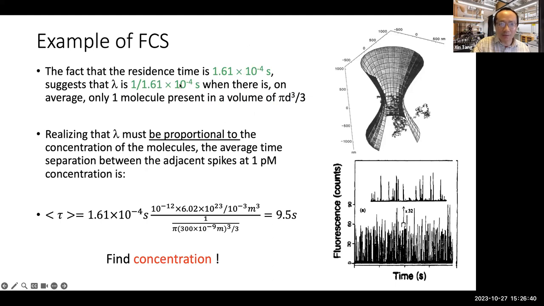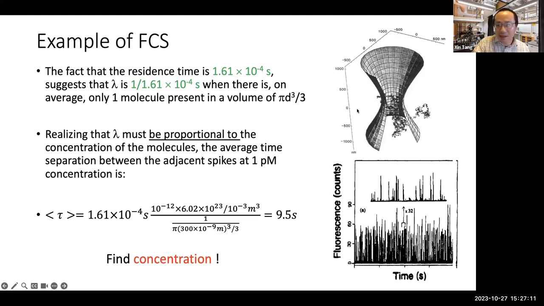Previously, in this case, we have only one molecule. Then you have one separation time. One molecule, at that concentration, it is related to the separation time. If the molecule increases, with a different concentration condition, it is also related to a different separation time. Right? So they are linearly linked with each other, proportional to each other.